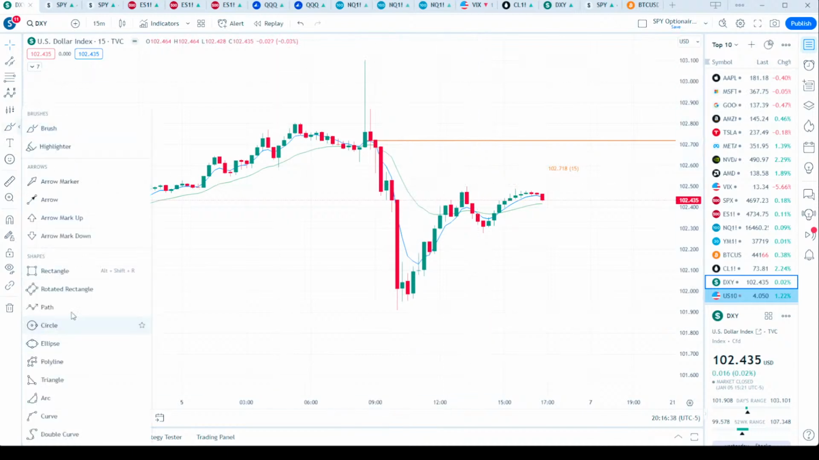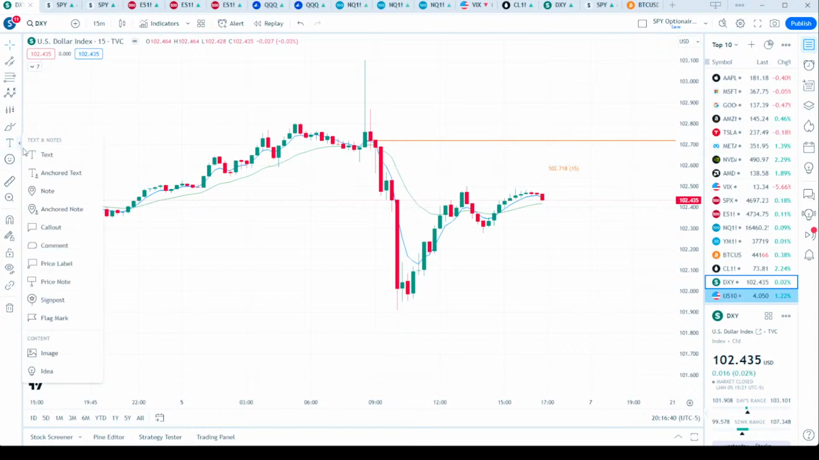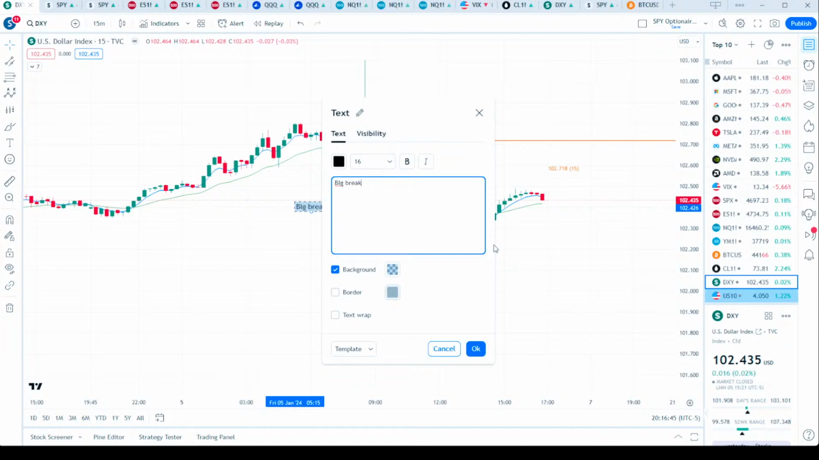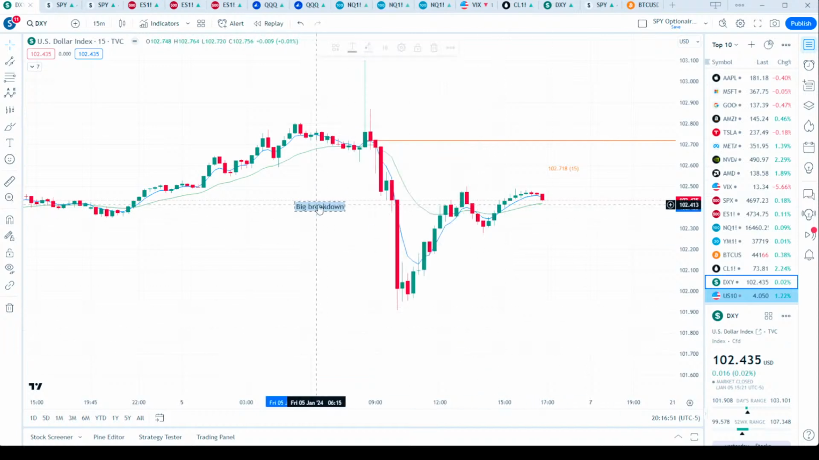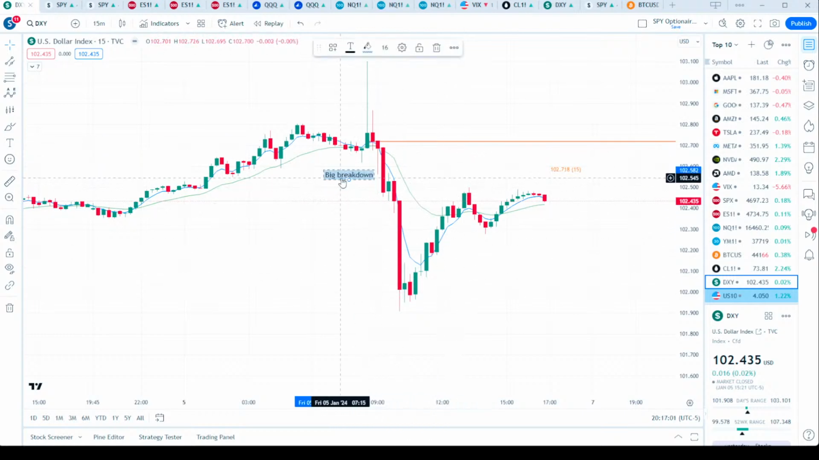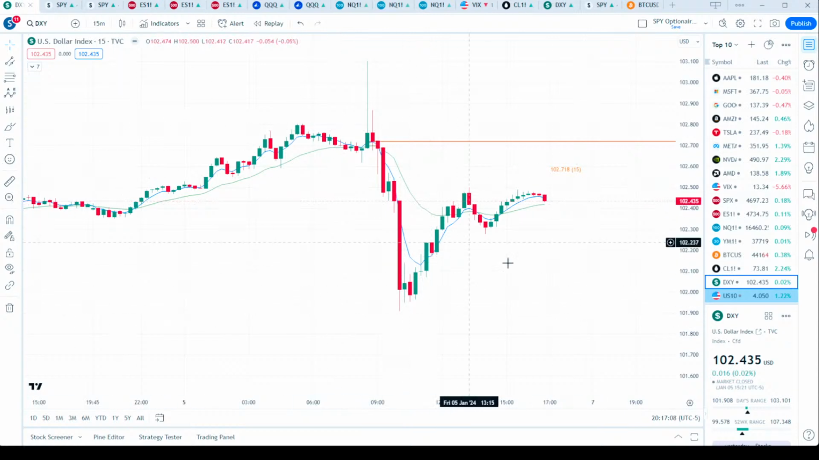You've got your general shapes and other tools. If you ever wanted to label something, let's say this was a big breakdown, I'm just going to make something random there. Big breakdown. So you can add that in. Let's say going back later you wanted to know why you took a short there, you could see there was a big breakdown, and you could start labeling why. So if you were reviewing your trades later, you could do that. So that's kind of the basics of that.